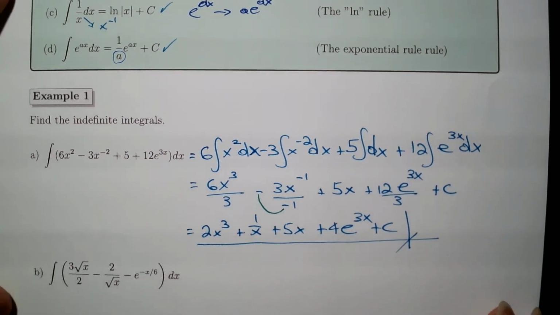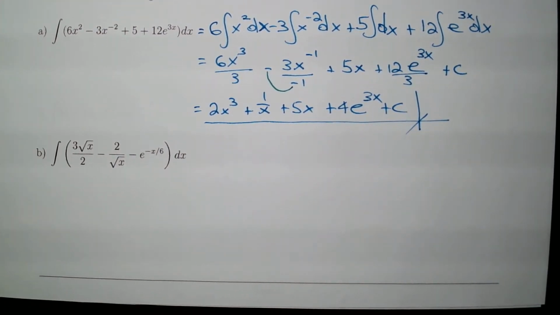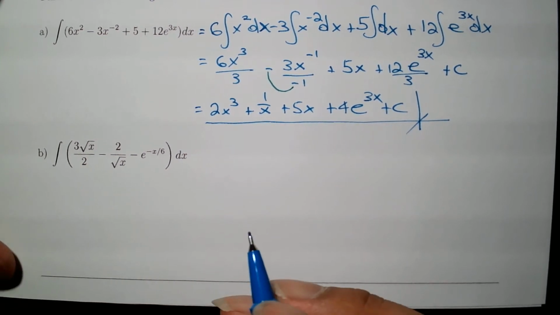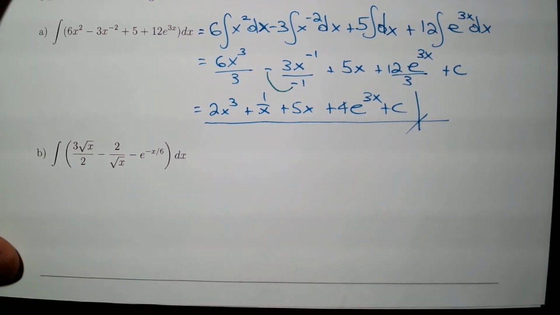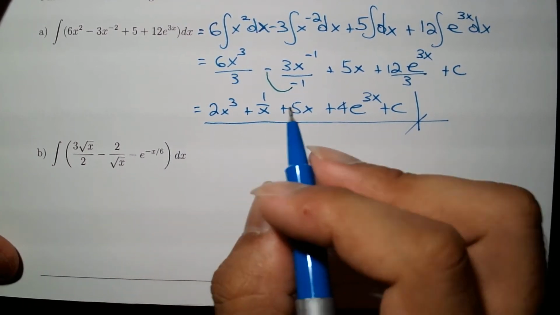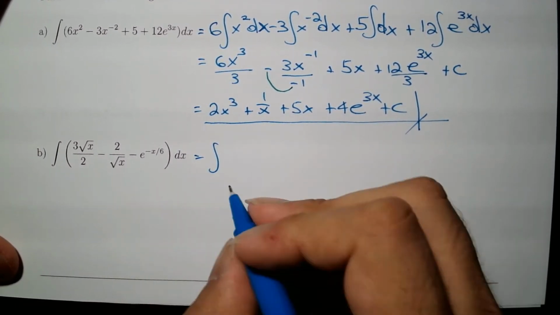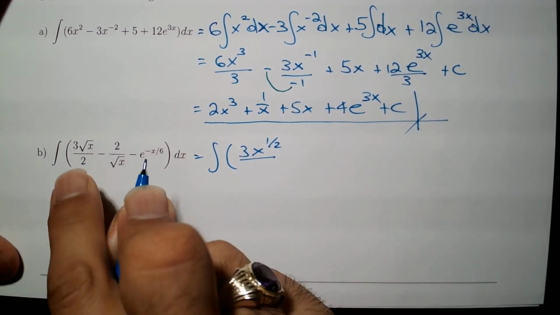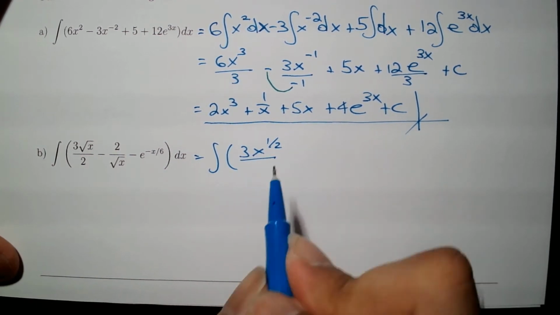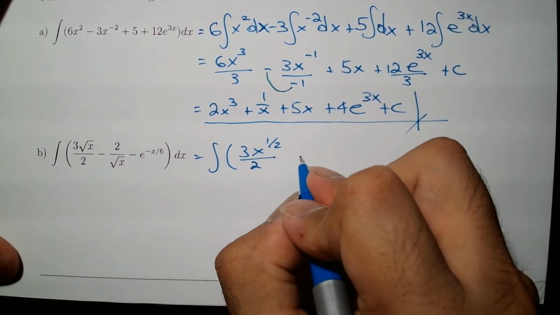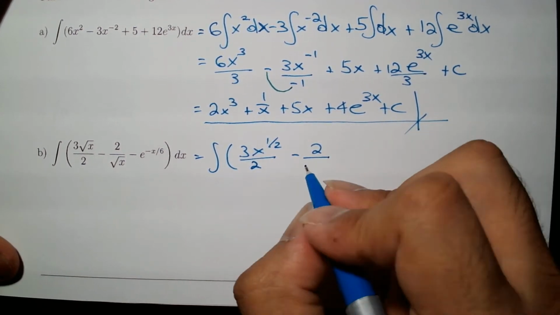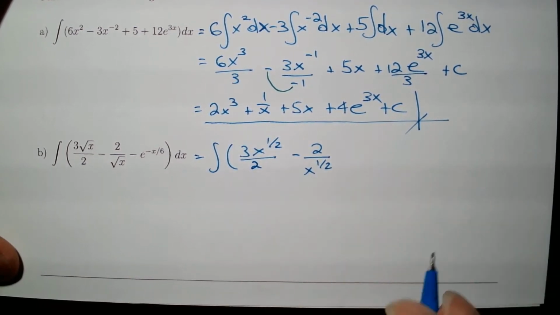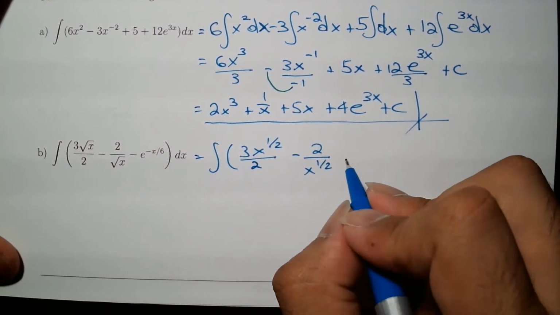let's do another example in which we are going to have radicals, exponentials with negative exponents, and division. So this one is going to have a little bit of everything. Alright, so I'm going to change all this radical into rational exponents. Keep in mind that square root of x is the same as saying x to the 1/2. Divide by 2 minus 2 times x to the 1/2.